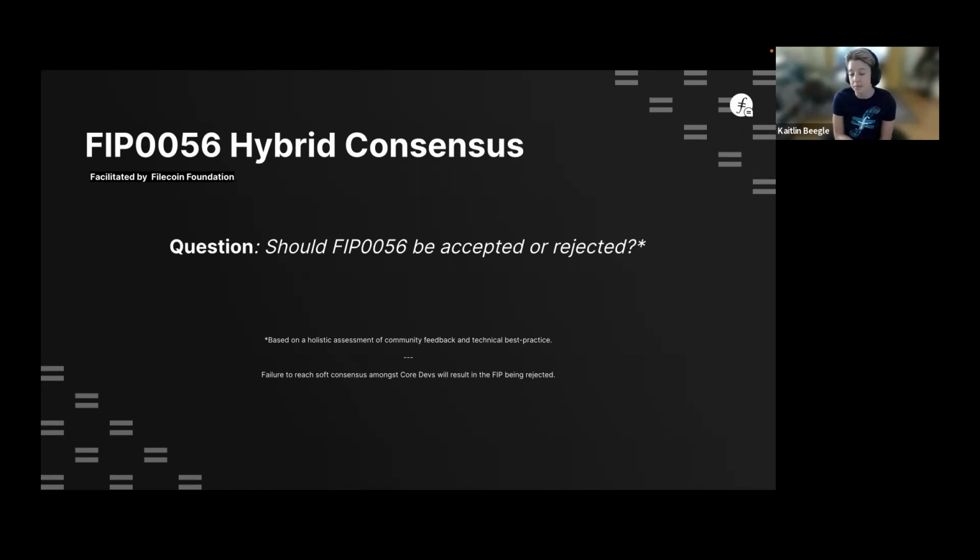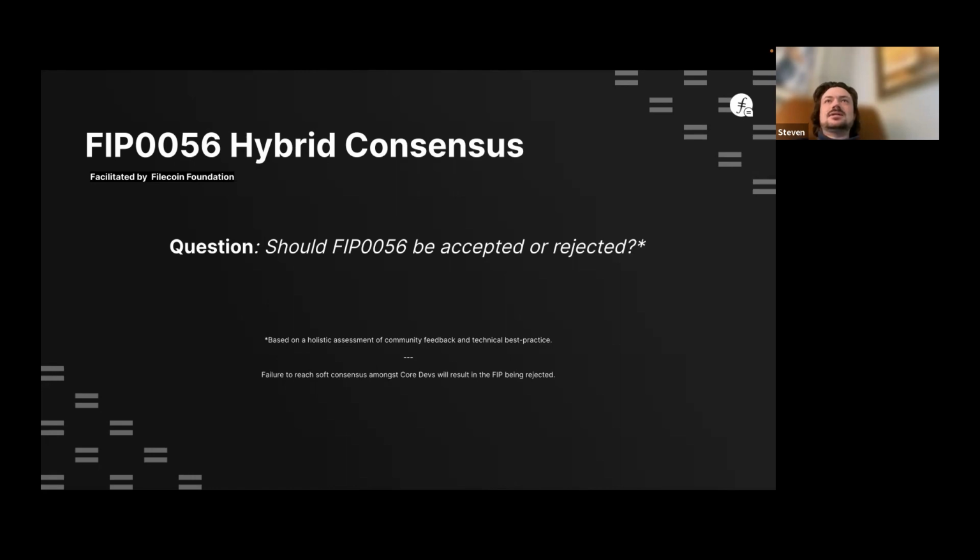Thanks, Molly. Stab, you're next on the list of hands up. Good. So to give an implementation perspective on this, it's relatively straightforward. The FIP is relatively straightforward.